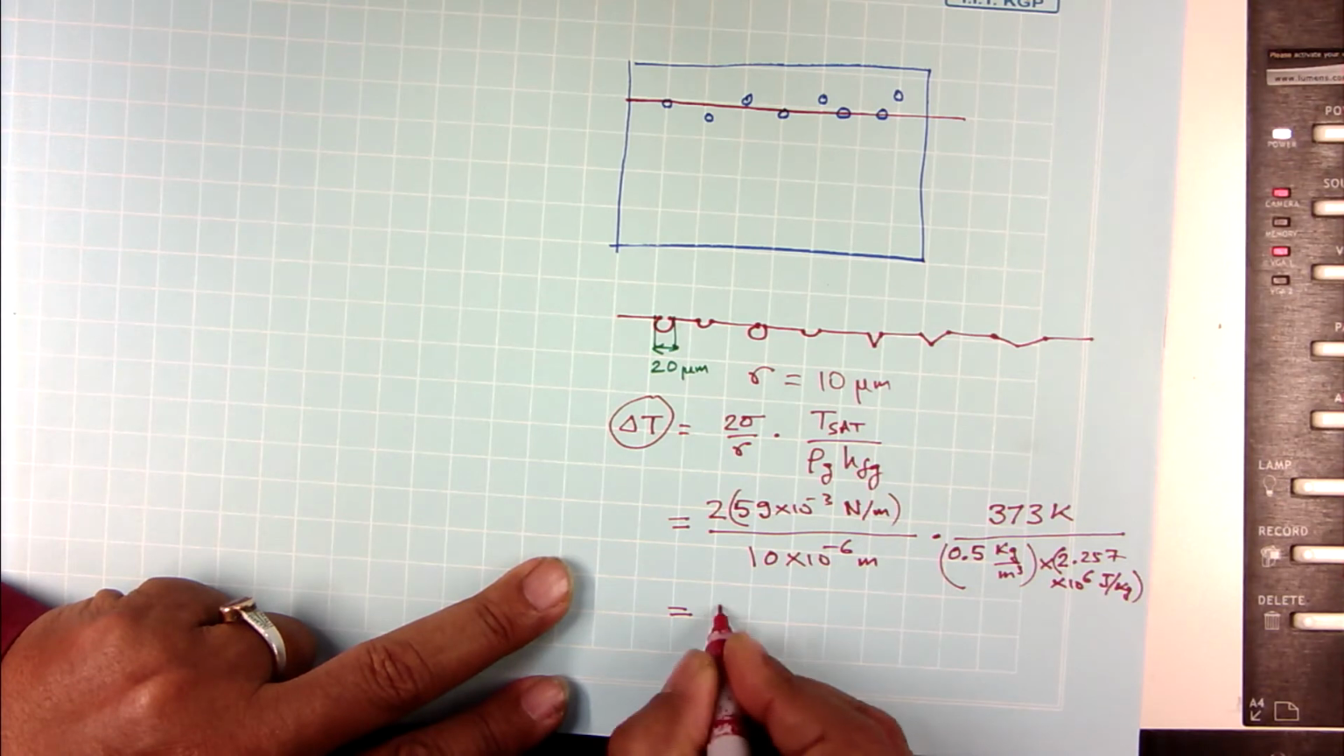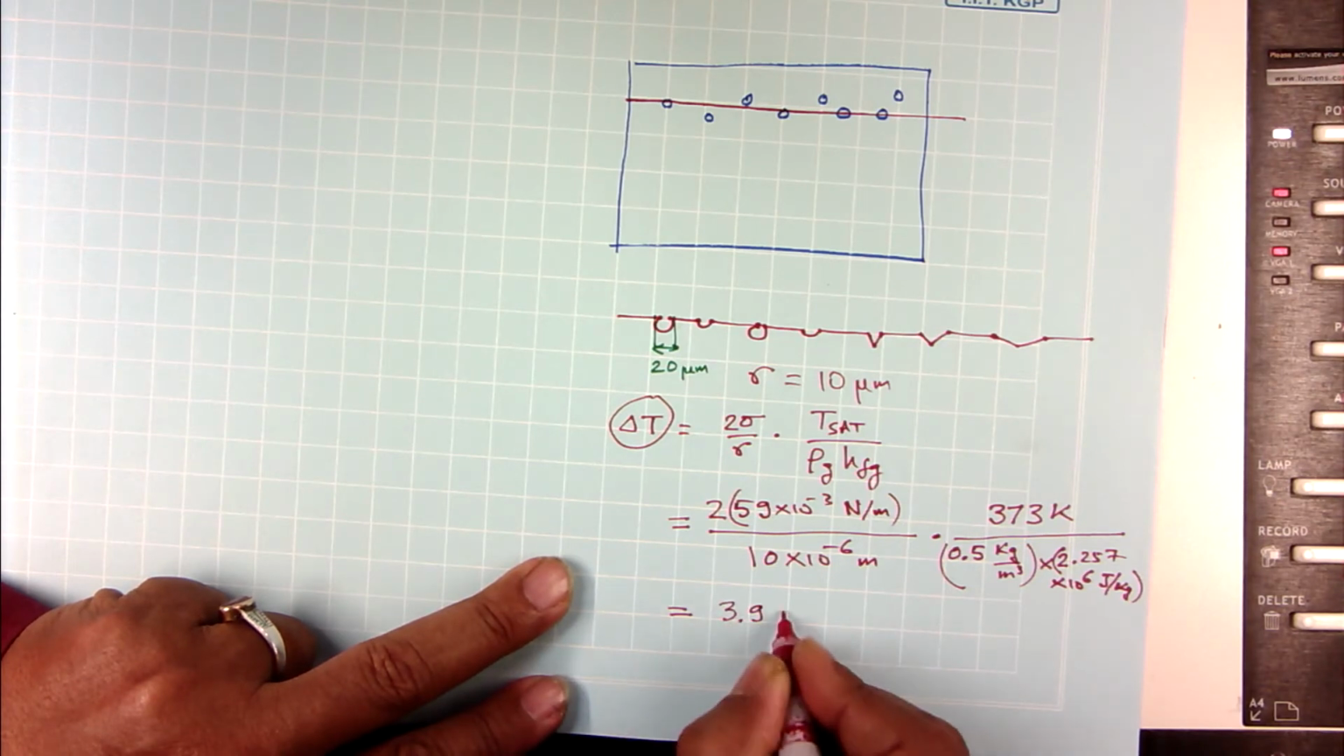I am sorry. So, this is 3.9 times what? Oh, I am sorry, yeah.